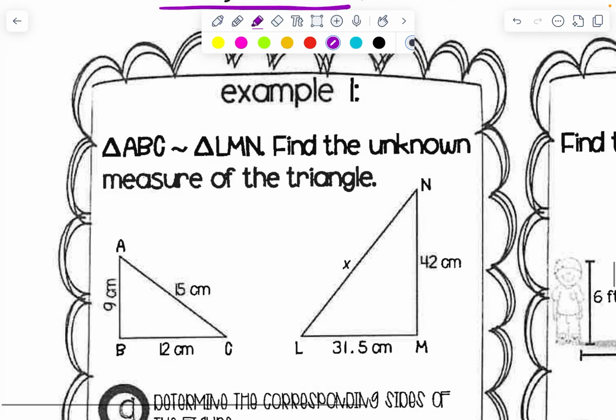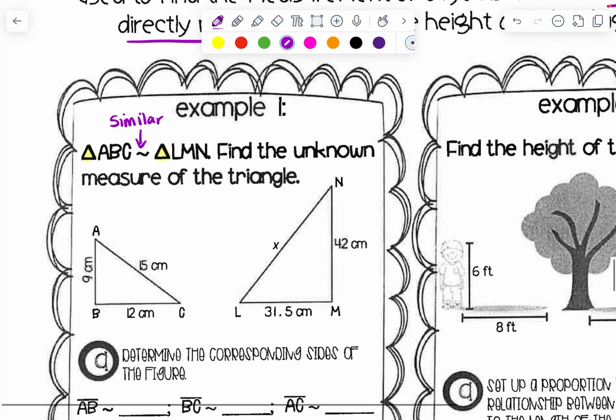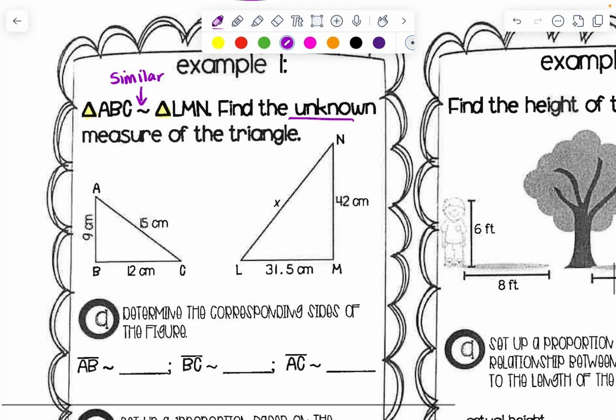All right, take a look at this. We have two triangles named, which is very helpful. We have triangle ABC and triangle LMN. Remember that this symbol right here means similar to. Why is that good? Because now we know that the sides correspond and the angles are congruent, which means equal. Better than equal, right? Same size, same shape. We're going to find the unknown measure of the triangle, which you can see is X right here.